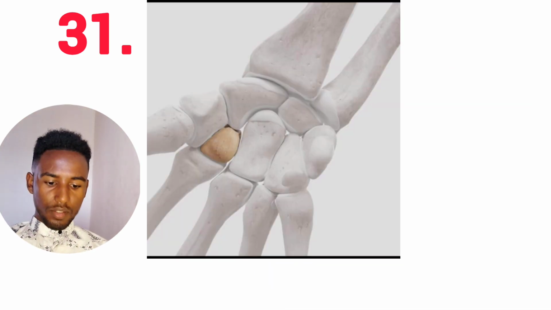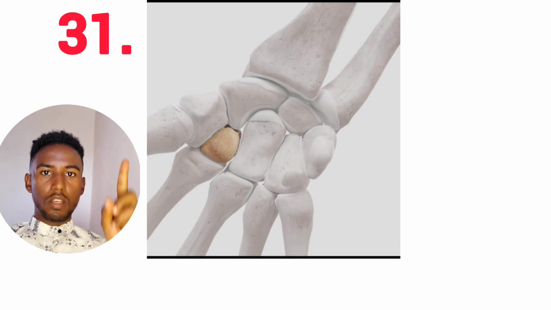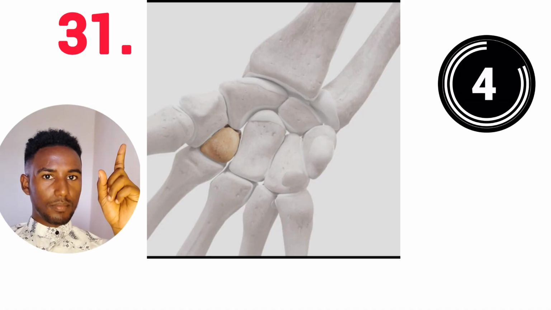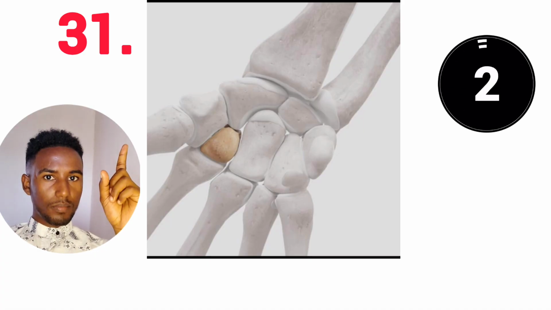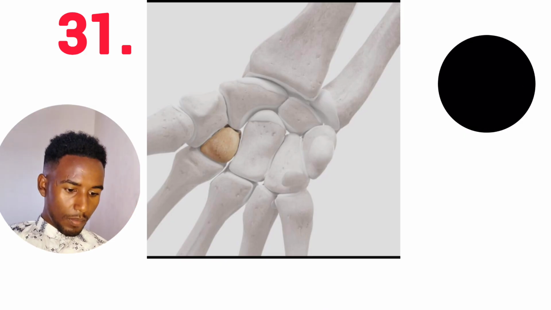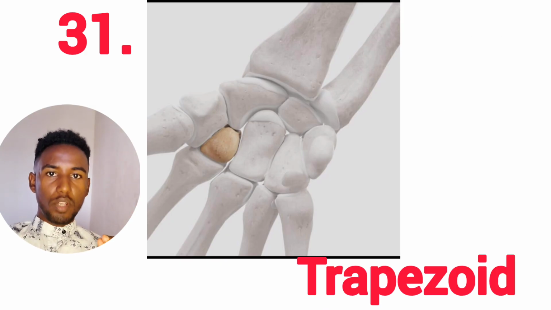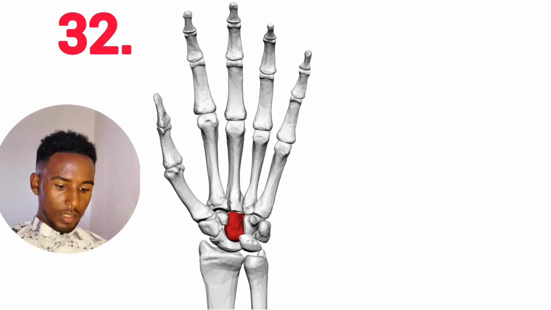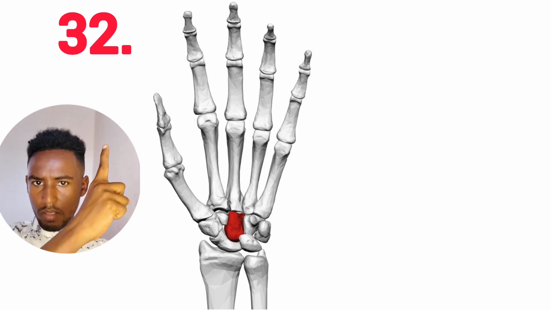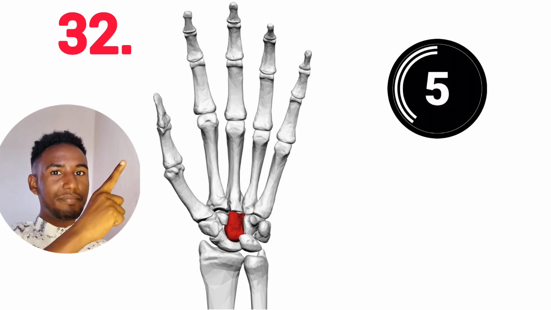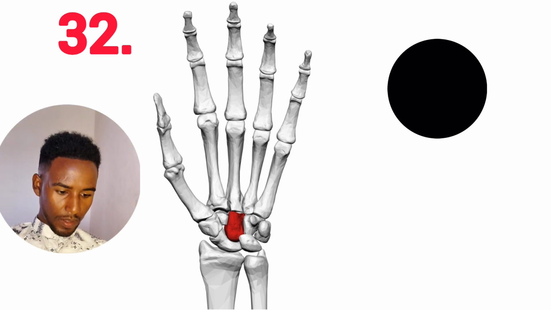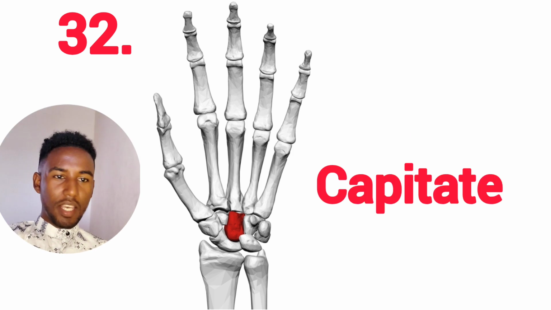Let's continue question number 31. Can you name what this bone is called? It is the trapezoid bone. Trapezoid bone is a distal row carpal bone. Question number 32. Can you guess the name of this bone? It is called capitate. Capitate is the largest carpal bone.